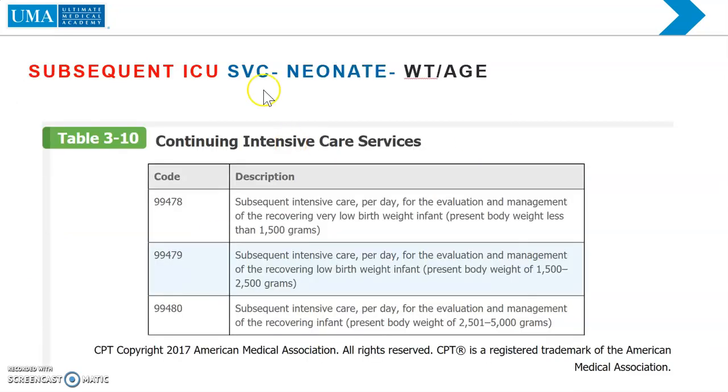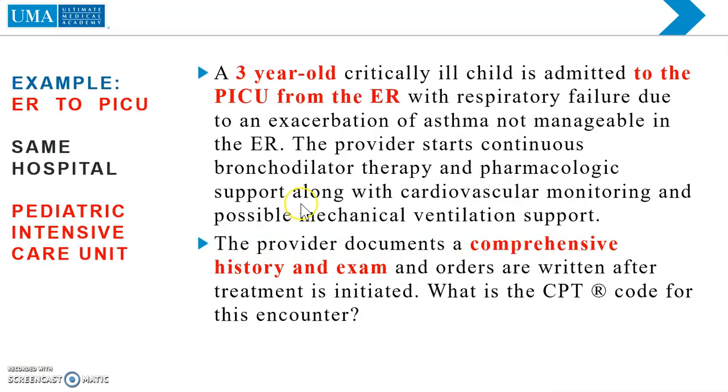This is a quick review of the patient's subsequent ICU, and you can see how they have broken it down into different weights of the neonate. Let's do a quick overview of another example. Remember, this patient is going to be taken from the ER to the PICU, the Pediatric Intensive Care Unit. It's the same hospital, so you're not moving one patient to another hospital. You're moving the same patient from the same ER to the same hospital's PICU, so you will always code for the PICU, not for the emergency room.